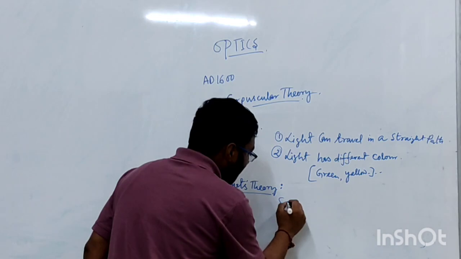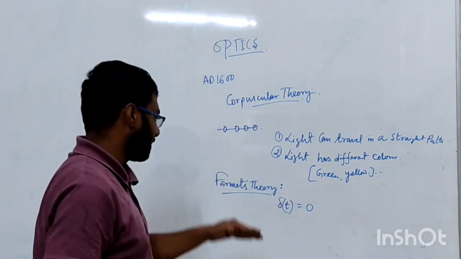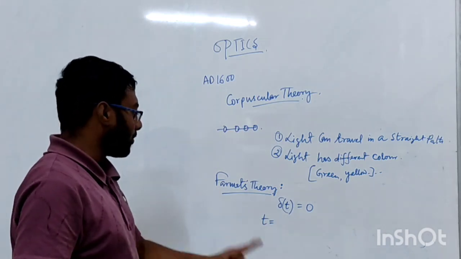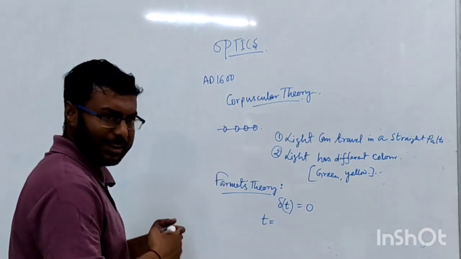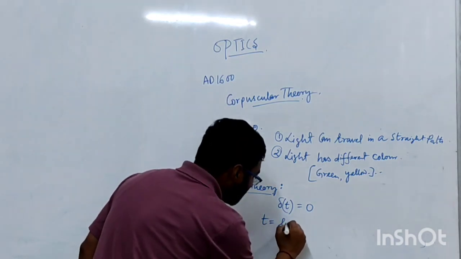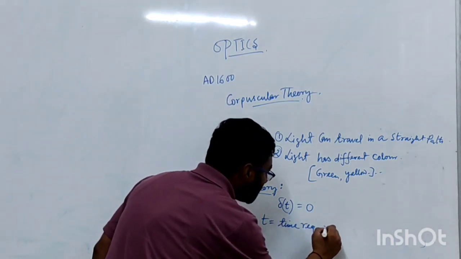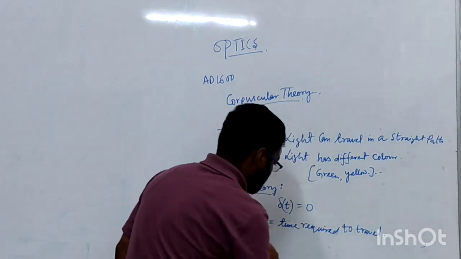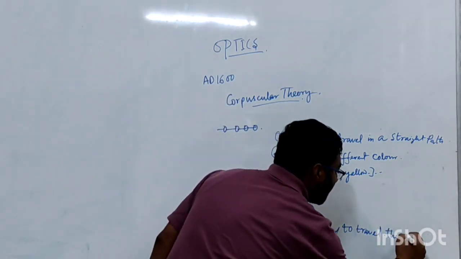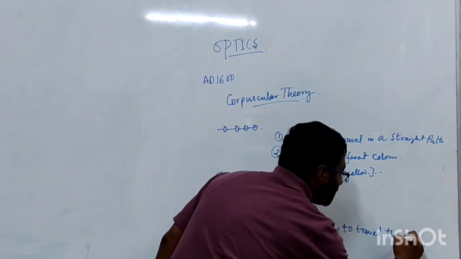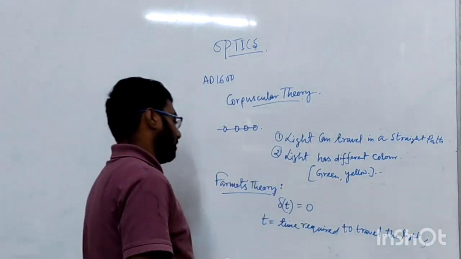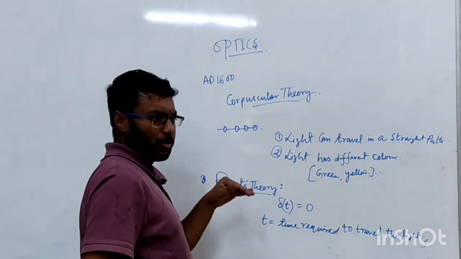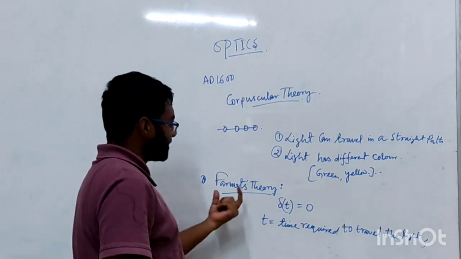So we can say that del of t should be equal to 0. That means, what is this t? T is equal to the time required for the light to travel in its path. That is Fermat's principle. So we will check whether it is correct or not.